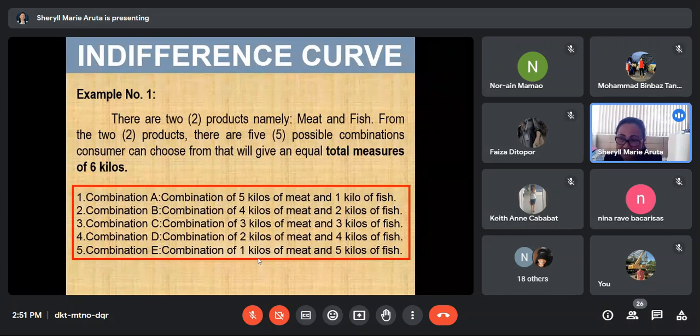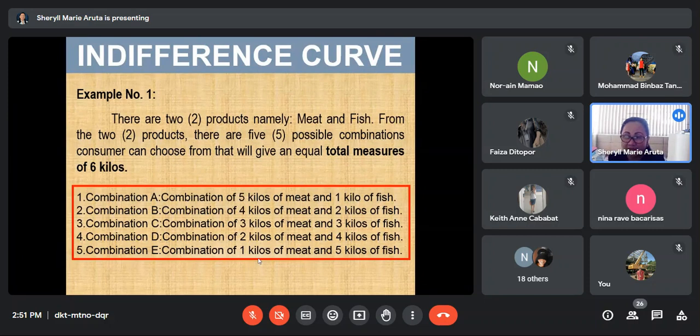From the two products available, the idea is that you have to buy 6 kilos with a combination of the market basket, which is meat and fish. Okay? So 6 kilos ang atong abton. Unsaon nato siya pag-combine sa meat and fish equivalent to 6 kilos? So makakamugna ta og 5 possible combinations.